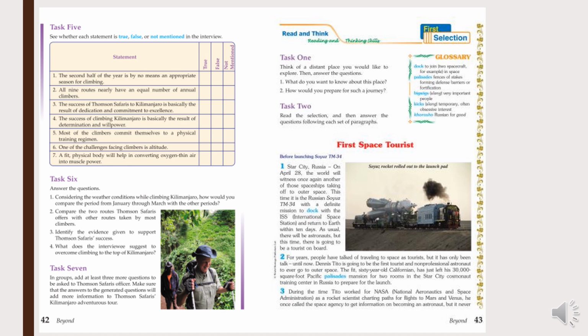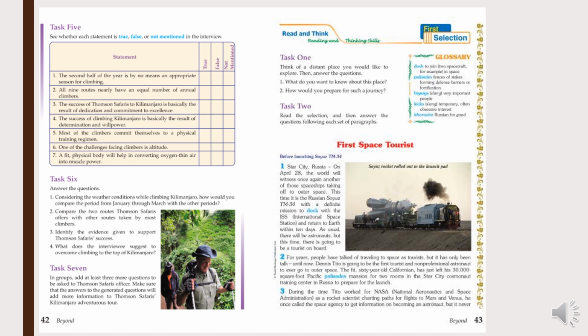Paragraph 2. For years, people have talked of traveling to space as tourists, but it has only been talk until now. Dennis Tito is going to be the first tourist and non-professional astronaut to ever go to outer space. The fit 60-year-old Californian has just left his 30,000 square foot Pacific Palisades mansion for 2 rooms in the Star City Cosmonaut Training Center in Russia to prepare for the launch. So they prepared for the launch for this touristic trip. Let's see what happens next.